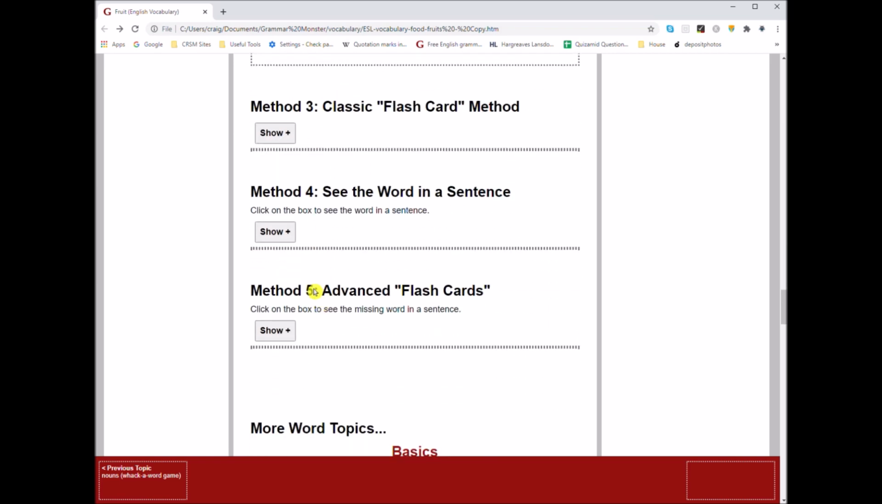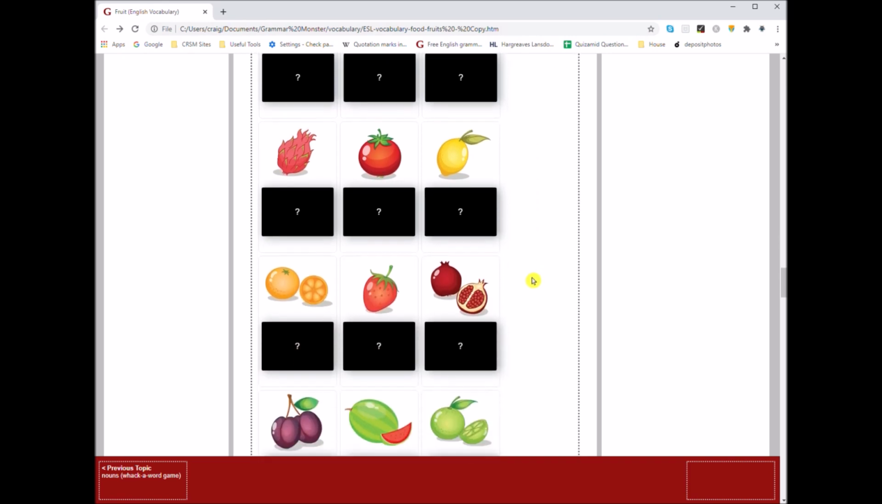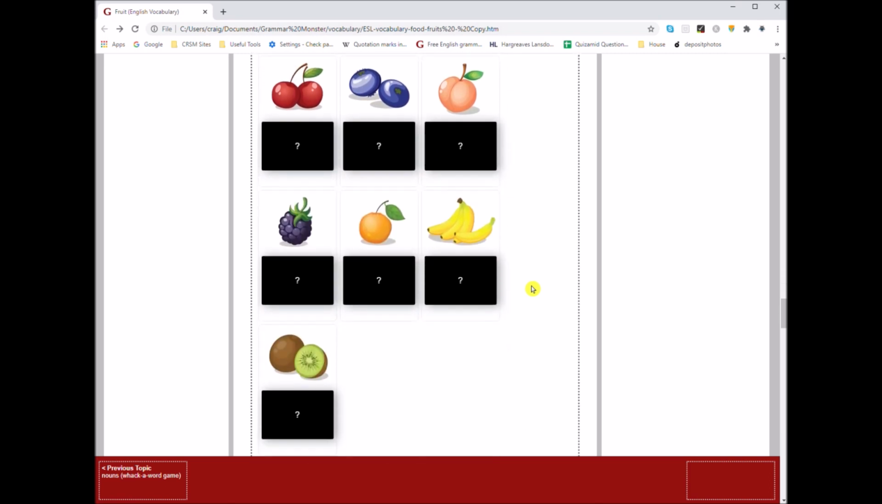Now, Method 3 is not a test. Method 3 is the classic flashcard method. And this shows you all of the words. And the idea is that you look at the picture and then you think what it is to yourself. And then you turn the flashcard to see if you are correct.